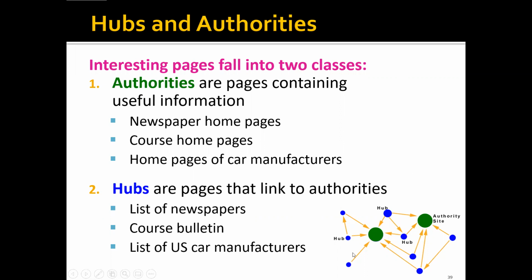For example, let's say that in this graph, we have two large green circles representing two large authority sites, and we have the other small blue circles as hub sites. We can see that the hub sites link to the authority sites. These can be, for example, newspaper homepages, and these can be lists of newspapers.